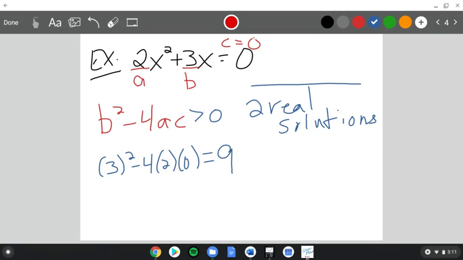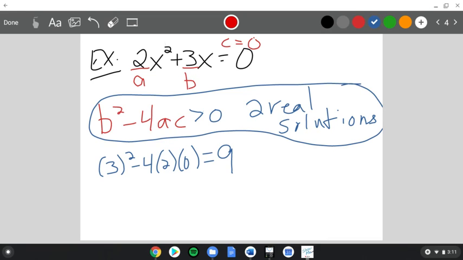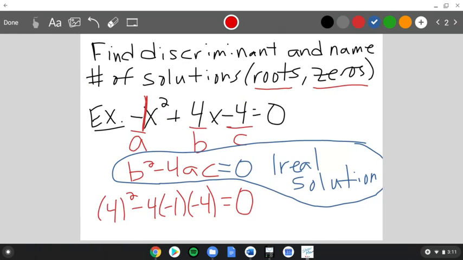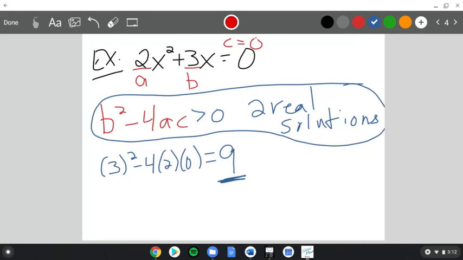Now, when you're doing the discriminant and figuring out the number of solutions, there's no need to graph it. Once you do the discriminant and you get your answer, that will be enough to tell you how many solutions. So let's go back and look at what we have. If your discriminant is positive, you'll have 2 real solutions. If your discriminant is negative, you will have no real solutions. And if your discriminant is 0, you'll have 1 real solution.